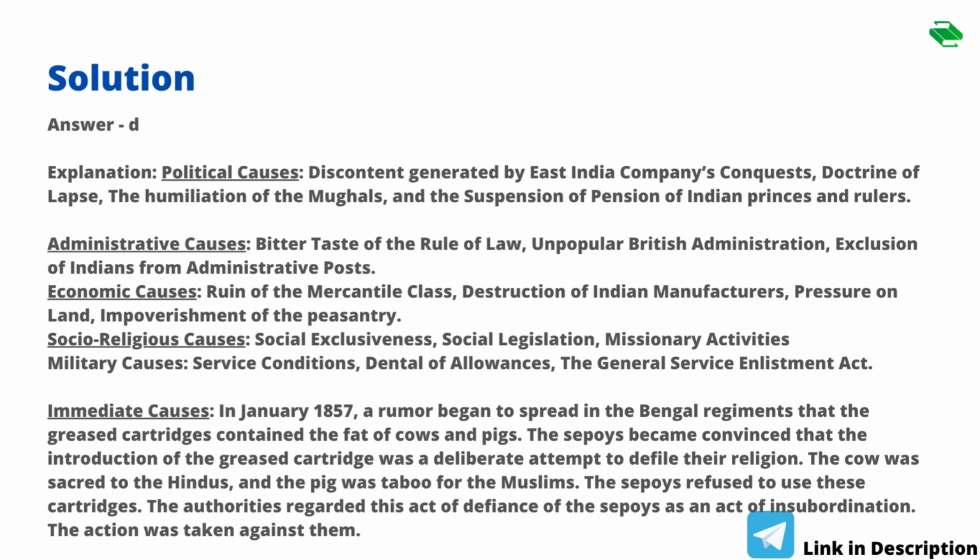The cow was sacred to the Hindus and the pig was a taboo for the Muslims. The sepoys refused to use these cartridges. The authorities regarded this act of defiance of the sepoys as an act of insubordination. The action was taken against them.